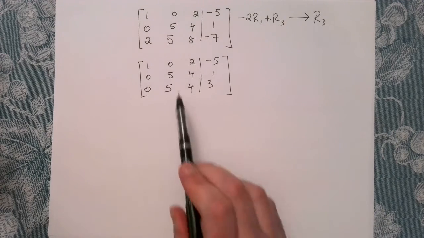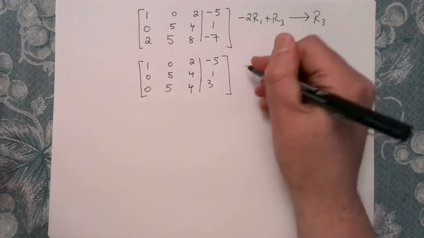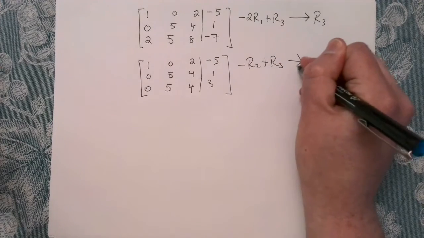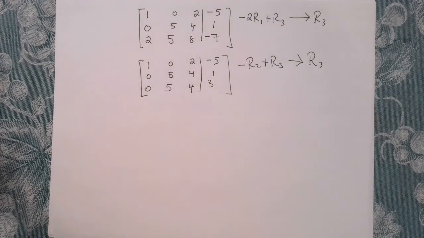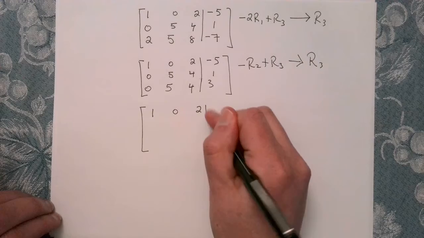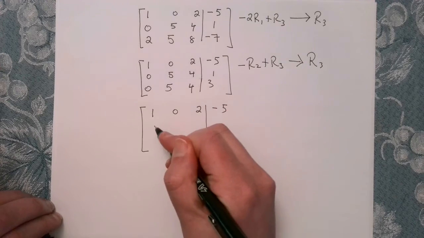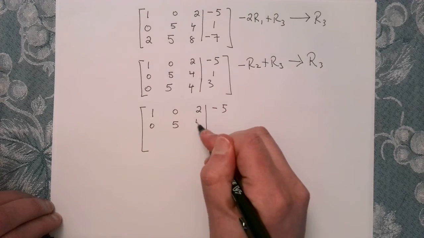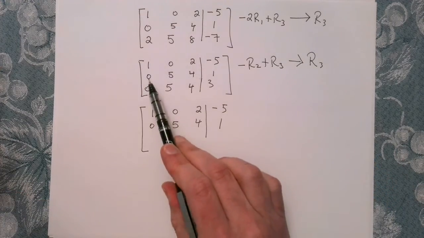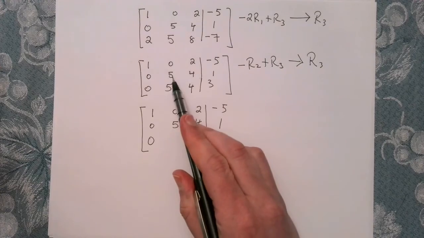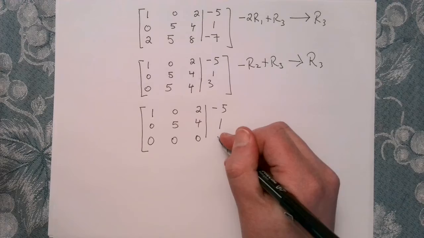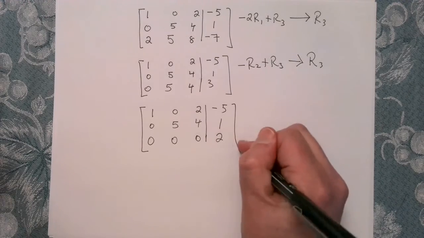Okay, we can actually use row 2 to get some zeros here in row 3. Let's do minus row 2 plus row 3, and that sum will replace row 3. So row 1 is the same, row 2 is the same, and let's see what our new row 3 looks like. That's going to be 0 plus 0, negative 5 plus 5, negative 4 plus 4, and then negative 1 plus 3. But let's notice something.